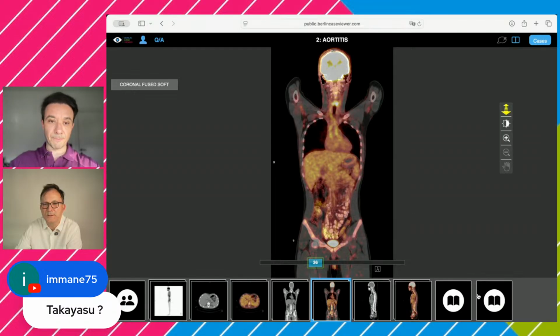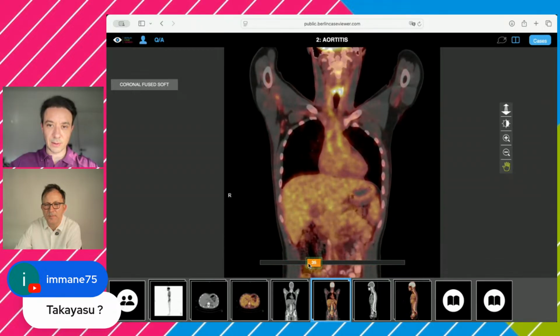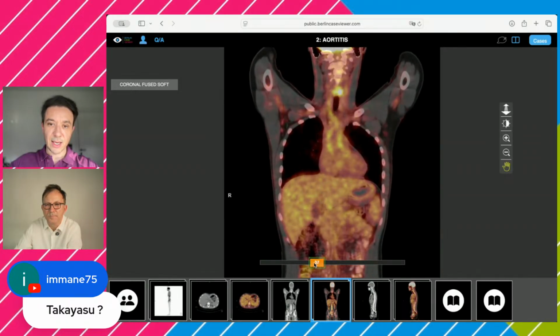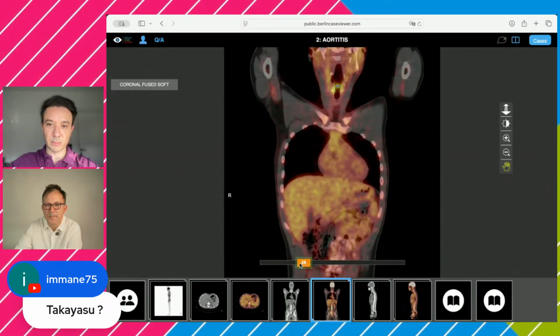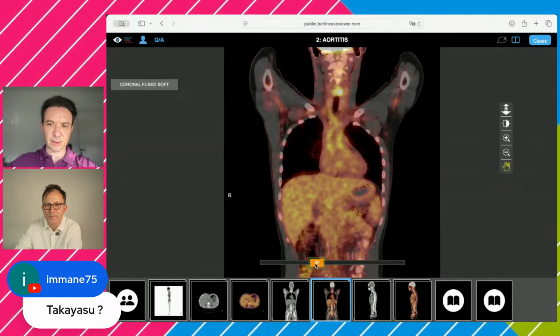Can you enlarge this a bit for us with the zoom tool? And maybe shift it up. Yeah, I think now it's clear. So we have this uptake here, and it's relatively higher than the liver activity, and it is definitely higher than the mediastinal blood pool activity.